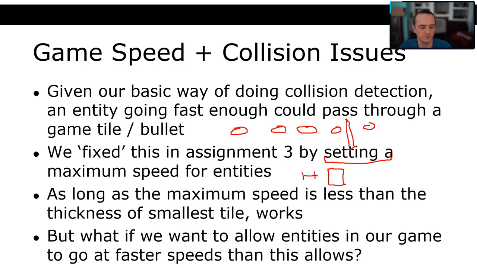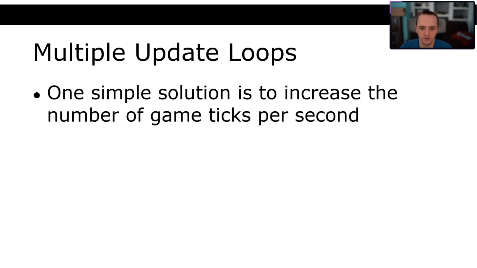If we wanted something to go at a faster speed than that, how would we do it? Well, one way is how we just said. One solution is to increase the number of game ticks per second. And a game tick here is the update loop, right?